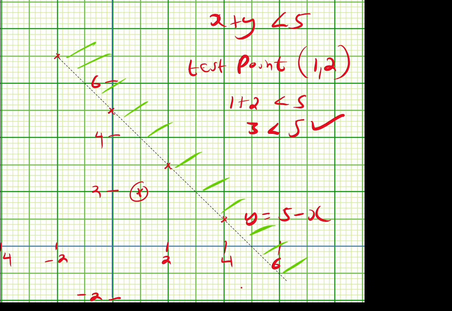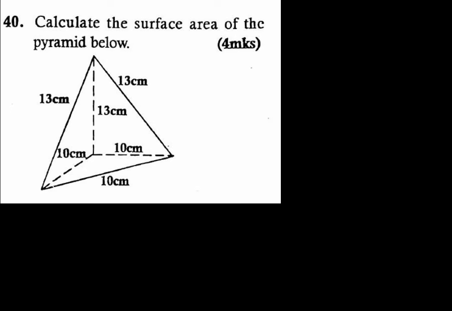Continue to question number 26, the final question, which says calculate the surface area of the pyramid below. So you have a pyramid which is made up of triangles. You can see we have 4 triangles, 1 at the bottom and 3 at the top. So we're going to get the area of the faces. If you hear the word surface area, this means you get the area of the faces and then you add. We're going to start with the first face.